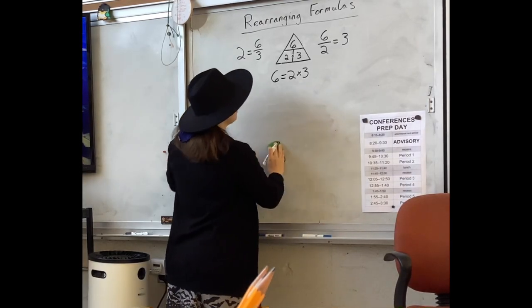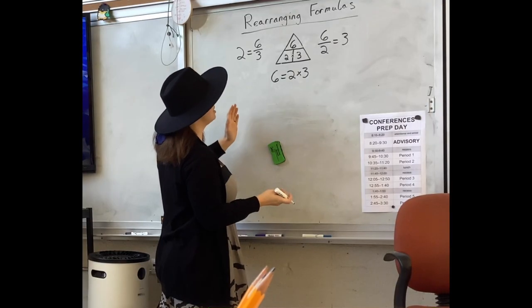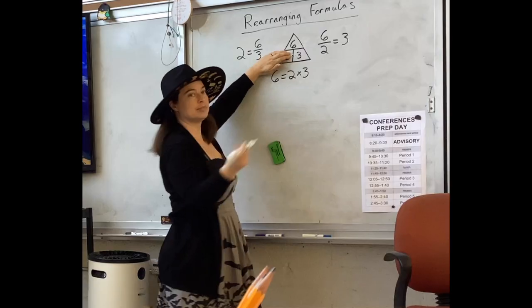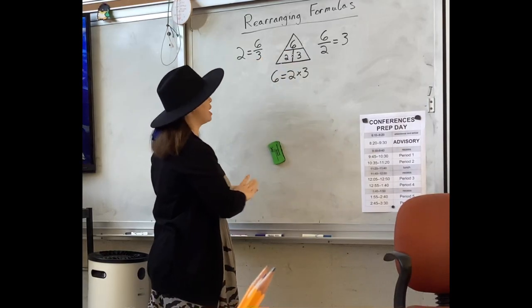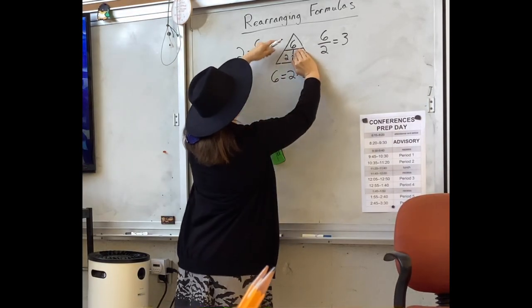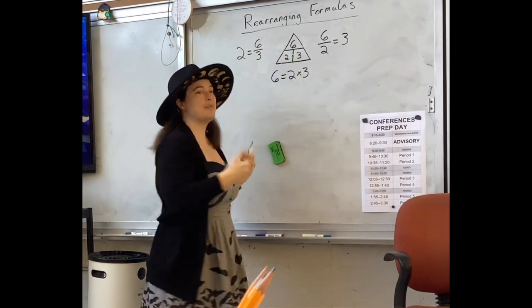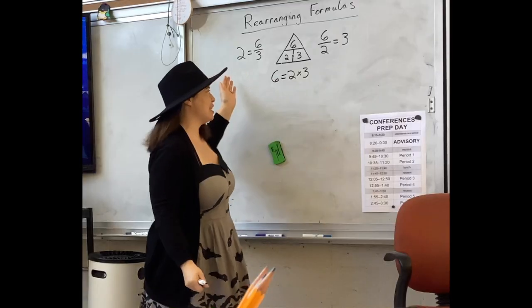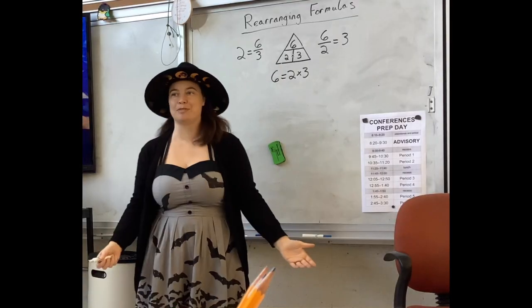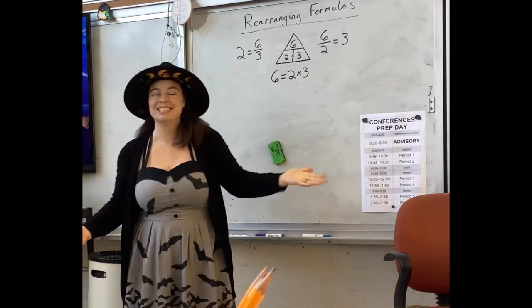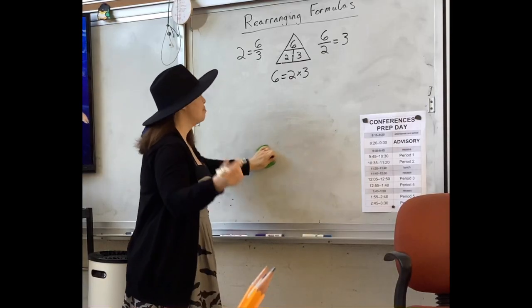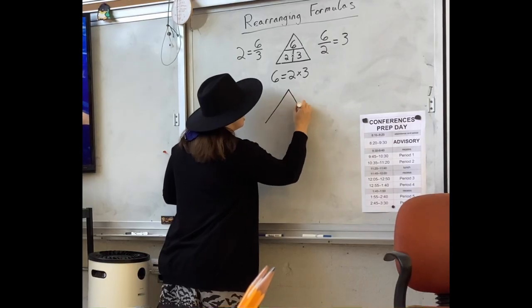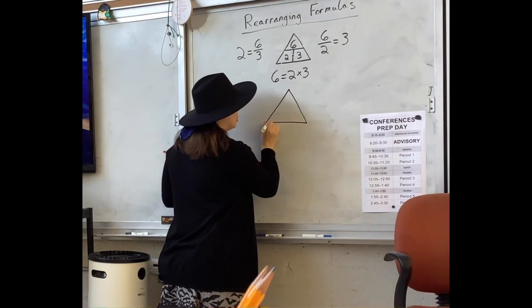So I could say, 2 is 6 over 3, 6 divided by 3. What's 3? 3 is 6 over 2. And so we can rearrange this formula. Now, when it's things like 6 equals 2 times 3, you might be like, that's not terribly useful. I know what 6 is. I can do that math. But if we apply that to Newton's second law, suddenly this becomes a very useful tool.